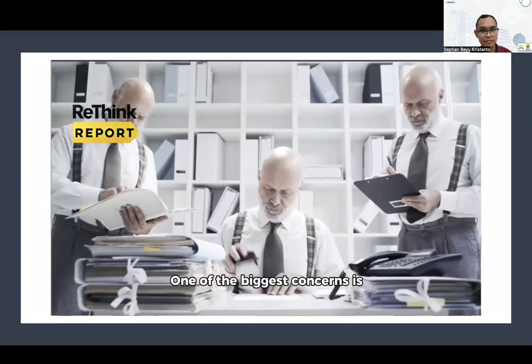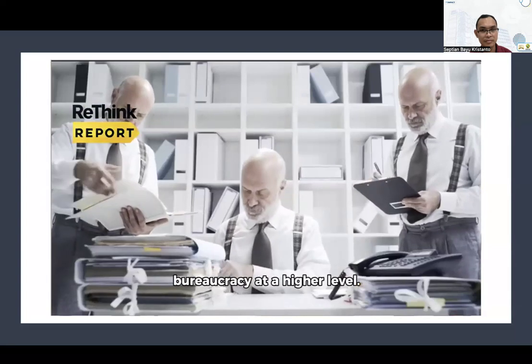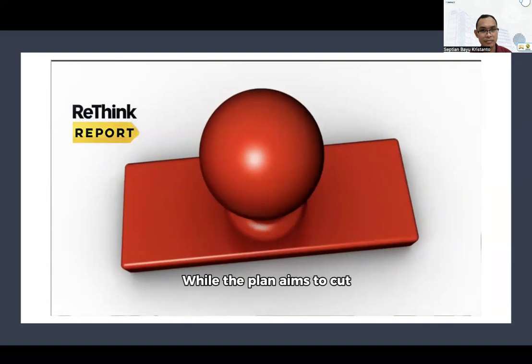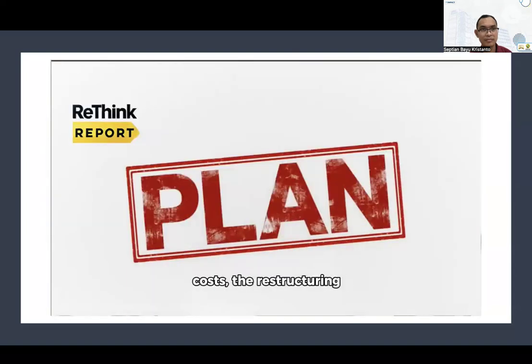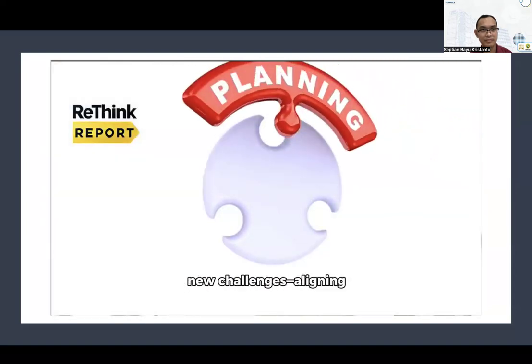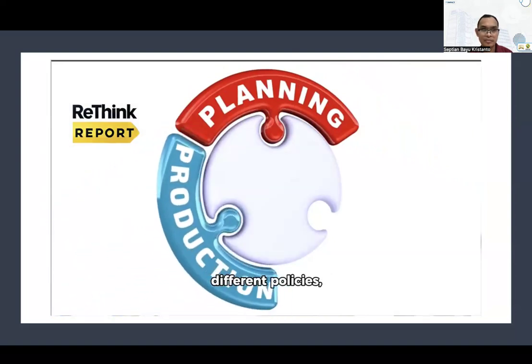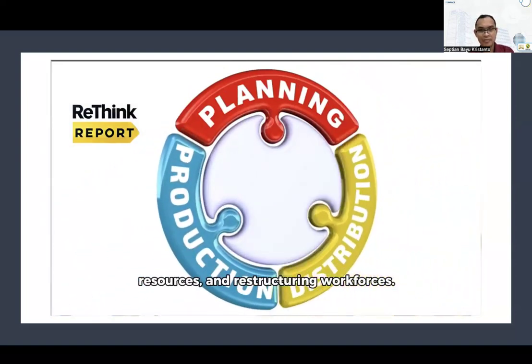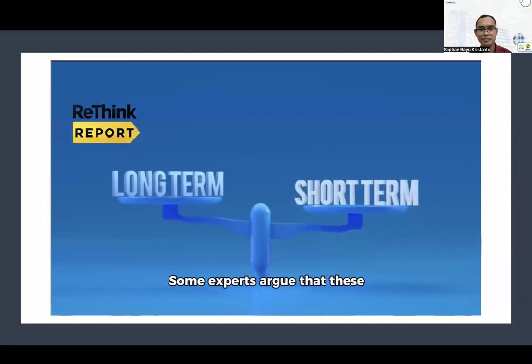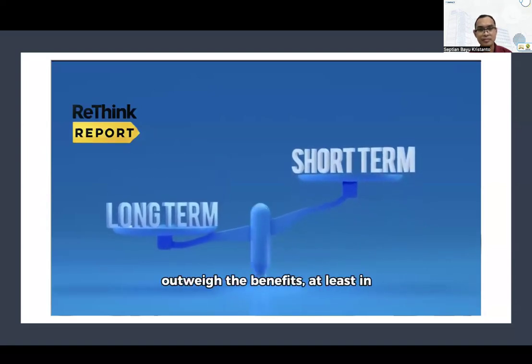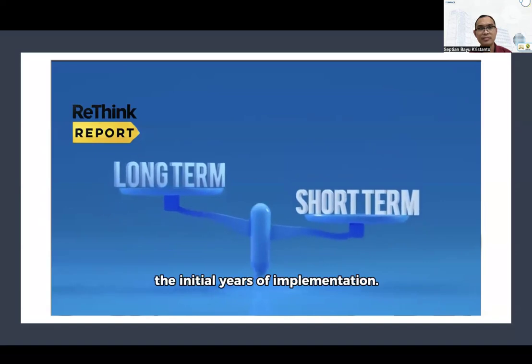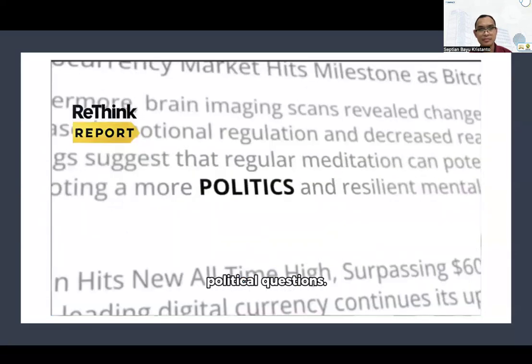One of the biggest concerns is the potential for increased bureaucracy at a higher level. While the plan aims to cut costs, the restructuring process itself could create new challenges aligning different policies, redistributing council resources, and restructuring workforces. Some experts argue that these short-term disruptions could outweigh the benefits, at least in the initial years of implementation. The move also raises political questions.